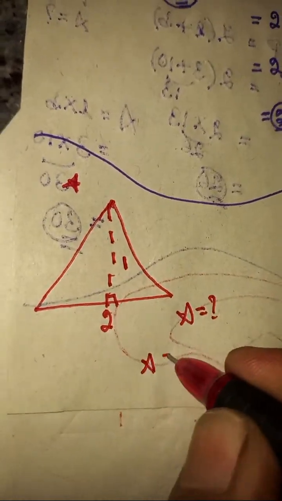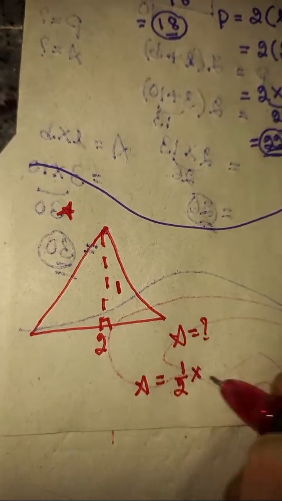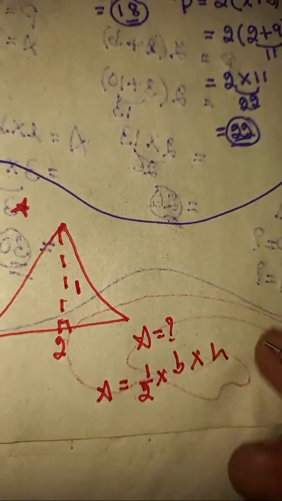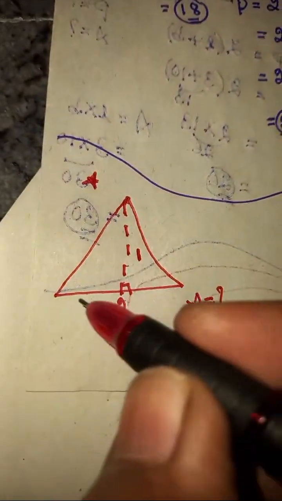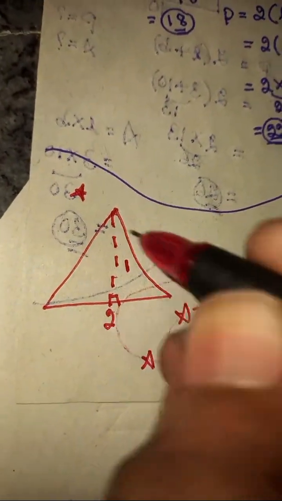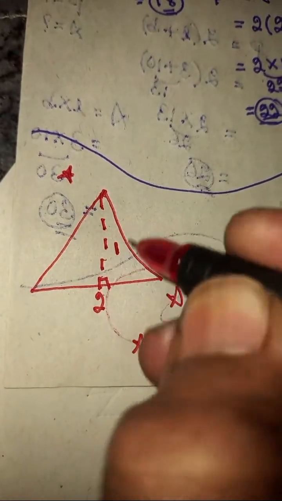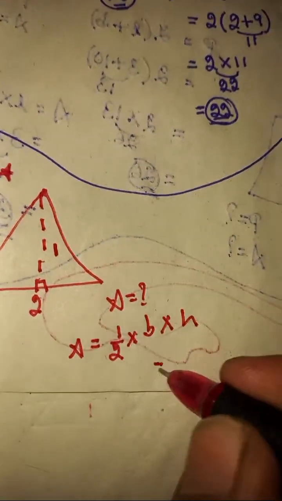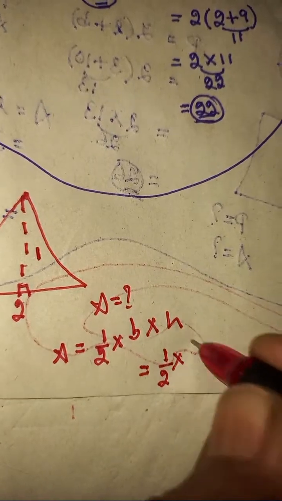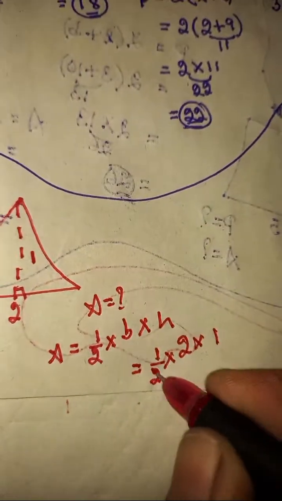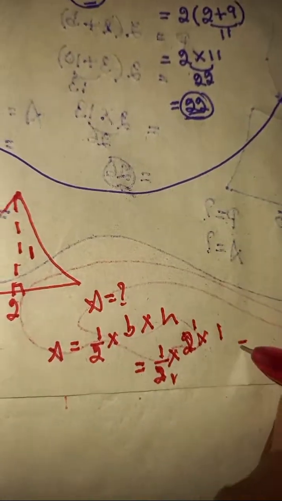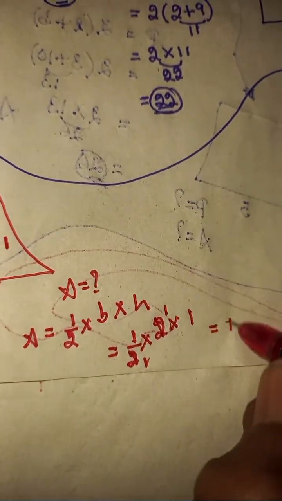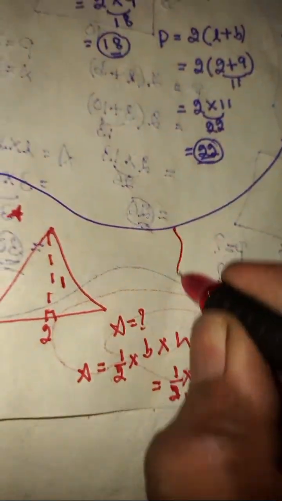Area of this triangle is half times base times perpendicular height, and here you're going to get this is base, which is 2 units, and this is the perpendicular height, which is 1 unit. You're going to get half times 2 times 1 units, which is 1 times 1 times 1, 1 square unit again.